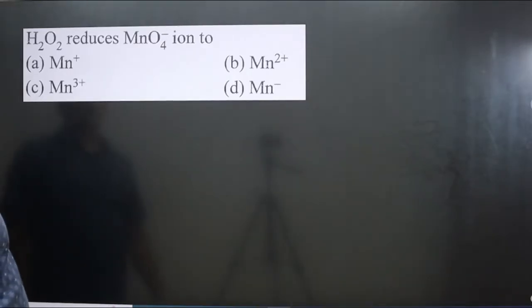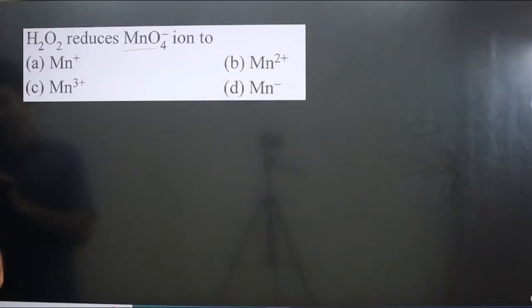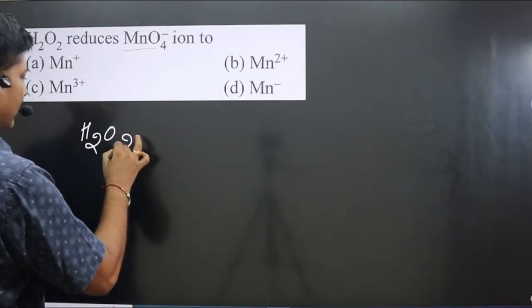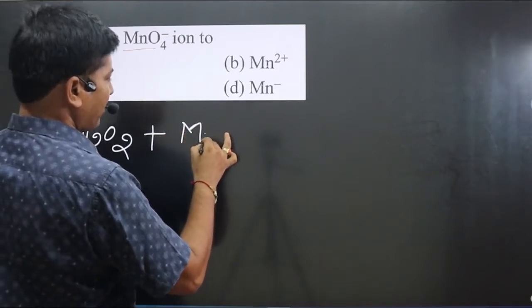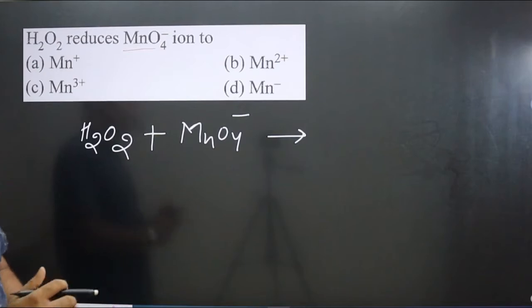The question says hydrogen peroxide reduces permanganate ion to... Okay. A chemical reaction is taking place in which hydrogen peroxide is reacting with permanganate ion. This is MnO4 minus. What are the species produced in the reaction?